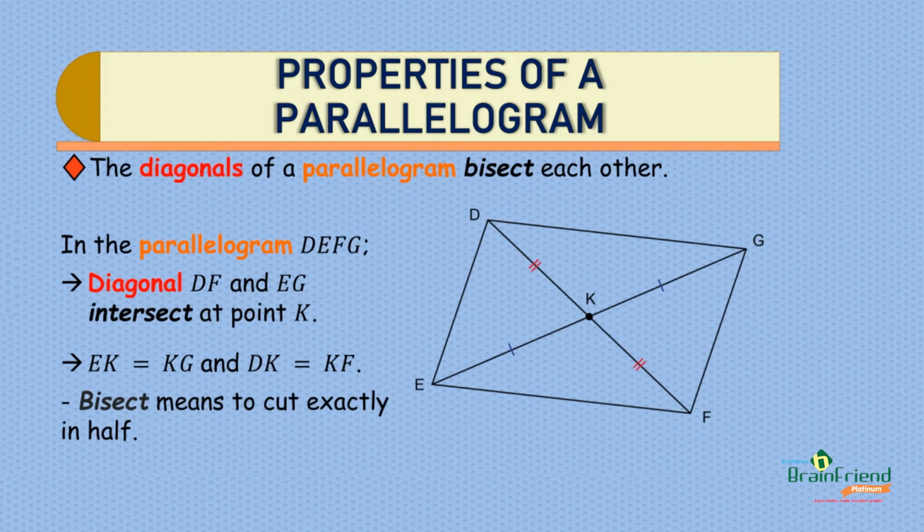And for this class, the last property of a parallelogram is that the diagonals of a parallelogram bisect each other. Bisect means to cut exactly in half. Now if you look at our parallelogram DEFG, we can see that diagonal DF bisects diagonal EG and vice versa. Now note that these two diagonals meet at point K. Since these two diagonals bisect each other, line EK is equal to line KG and line DK is equal to line KF.